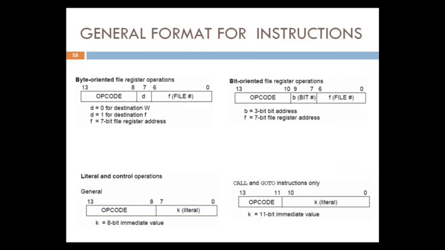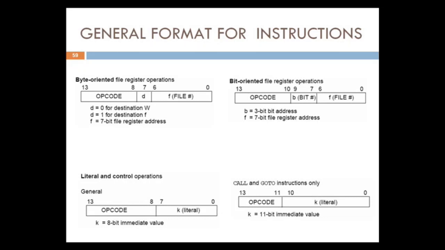The instruction format is different for different kinds of operation. We have already seen that we have byte oriented, bit oriented, and literal operations. For these instructions, the structure looks something like this. In byte oriented operation, the total bit length is 14. Among these 14 bits, the first 7 bits, bits 0 to 6, are used as the address location of a register, and the 7th bit is the destination bit, which is 0 or 1.